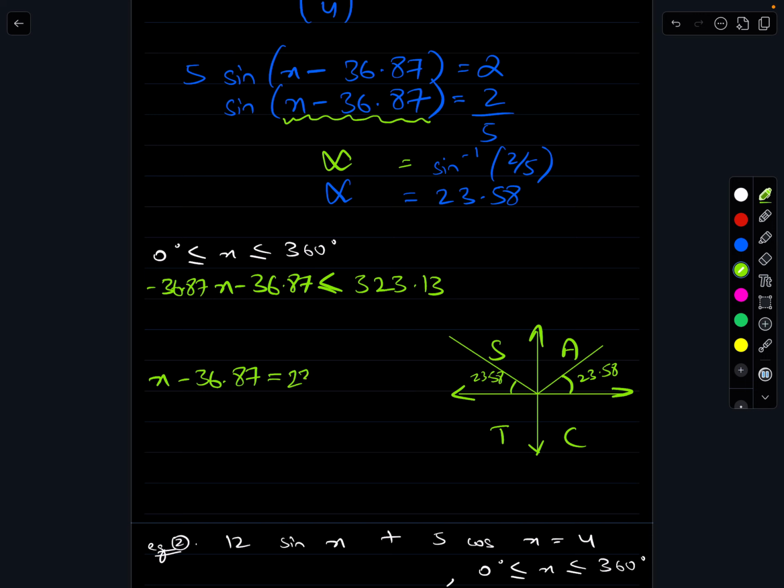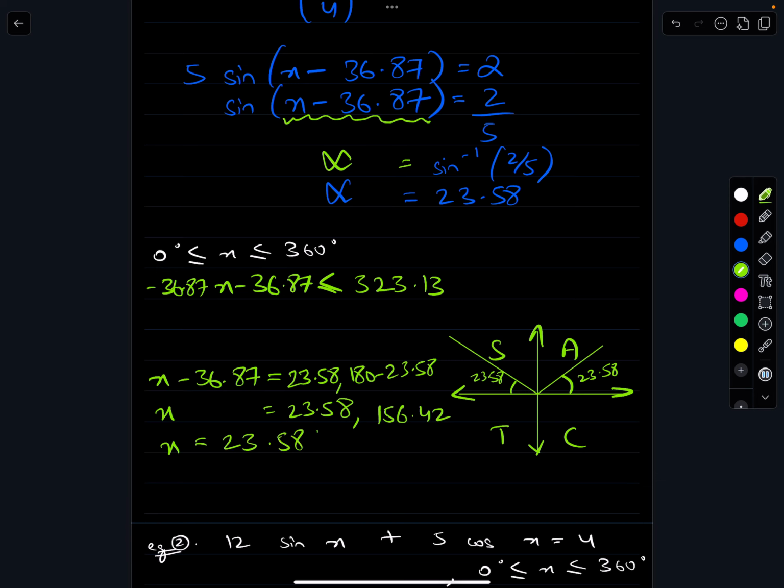So this is what we have. In the first quadrant it's 23.58. In the second quadrant it's 180 minus 23.58. So 23.58 in the first quadrant and 156.42 in the second quadrant. So when we move the minus 36 there, it would become plus 36.87 obviously, and we can find the values for x.